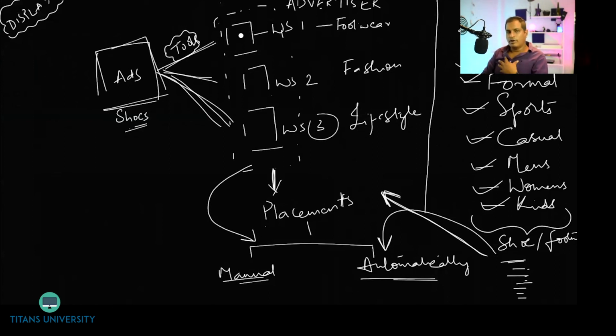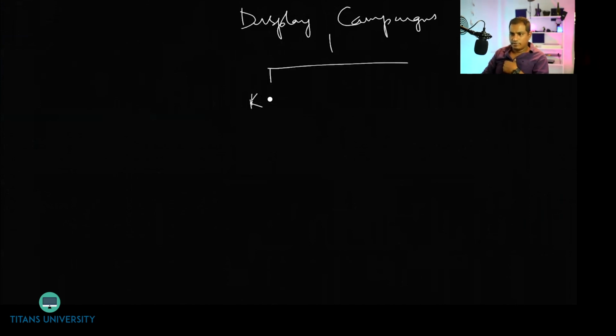If you're confident about the kind of placements you want your ad to be shown upon, then you can give those placements directly. But if you're not confident, if you want Google to help you, give a list of keywords. Basically, understand that when we are talking about display campaigns, we either have to give a set of keywords or we have to give a list of placements for Google to show our ads upon.